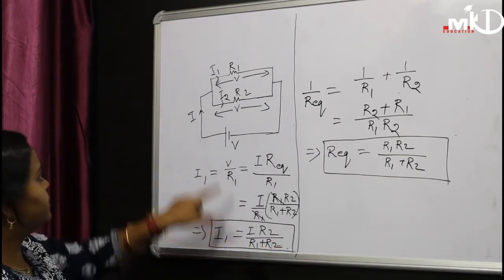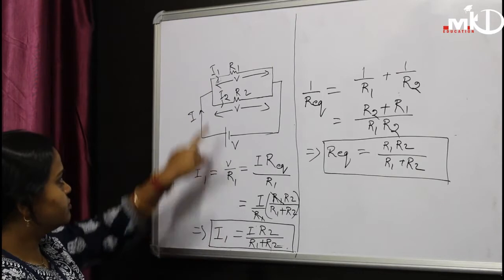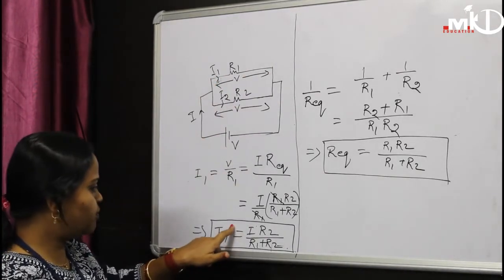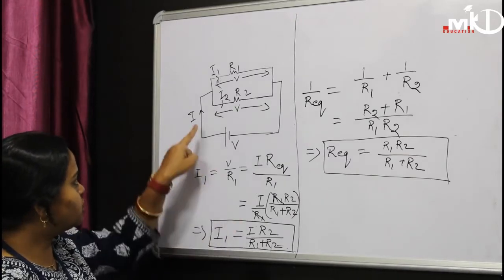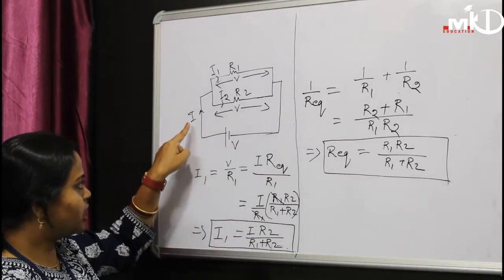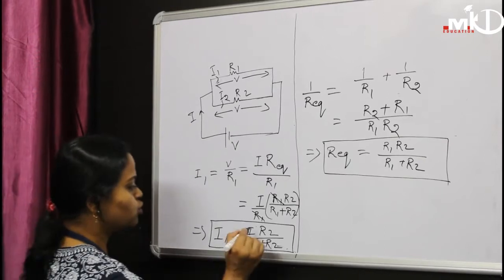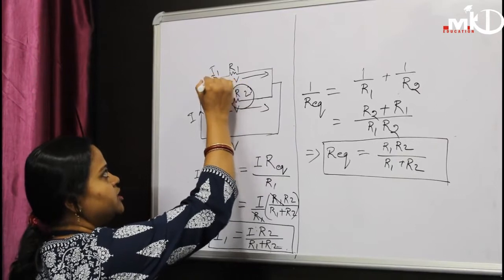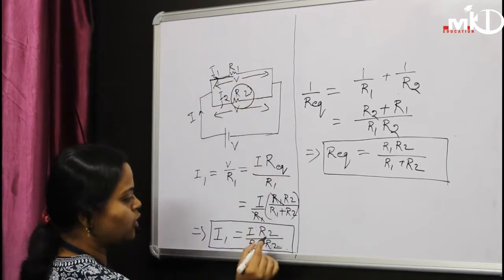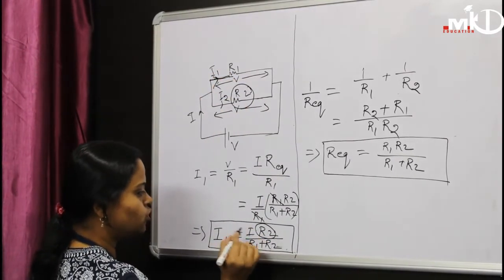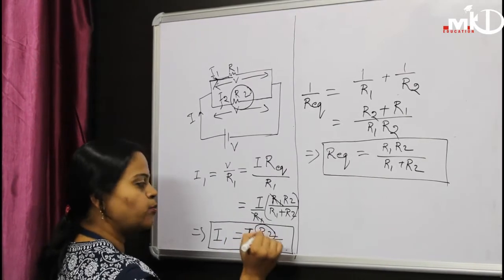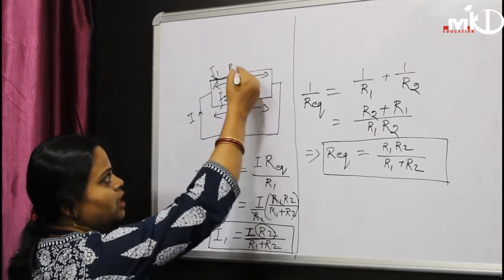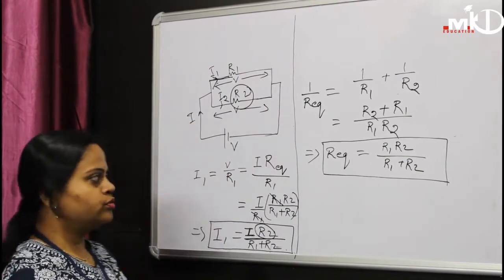So here we can say I1 is the current of the first branch. One branch current is equal to the total circuit current I into the opposite resistance. We need to find the current of this branch, so we have to take the opposite resistance, that is R2. Total circuit current into opposite resistance, divided by total resistance, R1 plus R2.